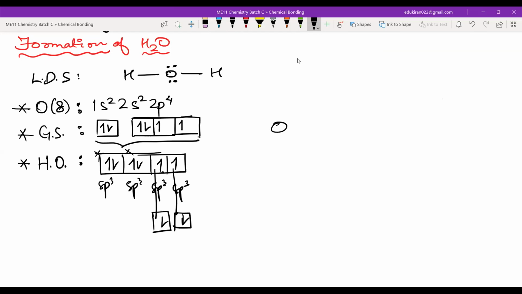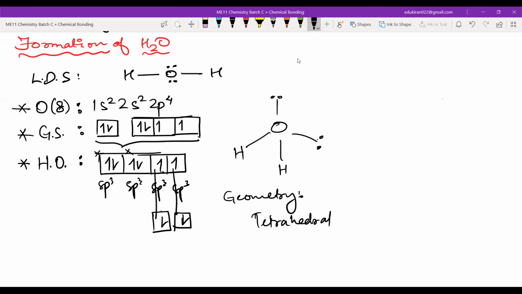Then you have all the hybrid orbitals. Please remember these are the hybrid orbitals. And here you have hydrogen, and here you have hydrogen. Yes or no? Now, what is the geometry here? Where are the electron pairs? Electron pairs are in tetrahedral, right?